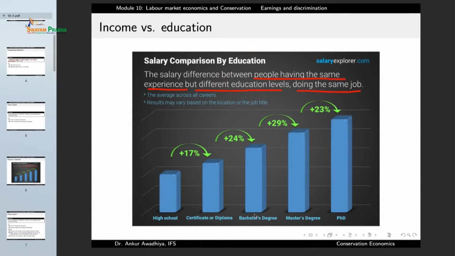A person who is a high school graduate is paid less. A person with a certificate or diploma is paid more than the high school graduate. A person with a bachelor's degree is paid even more. A person with a master's degree is paid even more, and a person with a PhD is paid even more. Even though these people are doing the same job and have the same experience, the only difference is the difference in education levels.